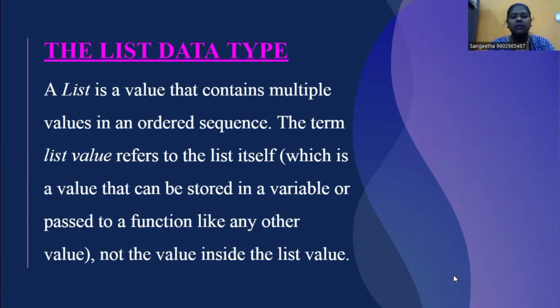A list is a value that contains multiple values in an ordered sequence. The term list value refers to the list itself, which is a value that can be stored in a variable or passed to a function like any other value, not the values inside the list. The list is one of the data types used in Python programming, which contains values in an ordered sequence. And always the list is enclosed with square brackets.